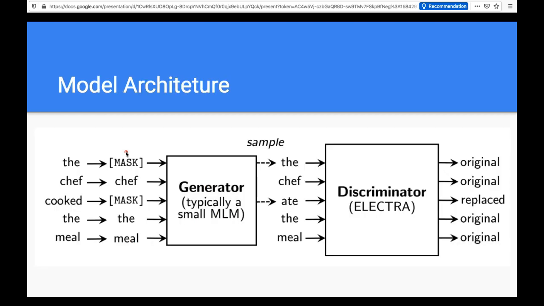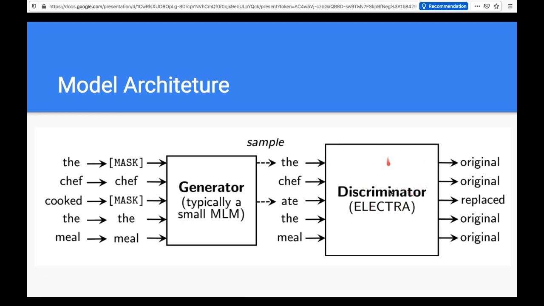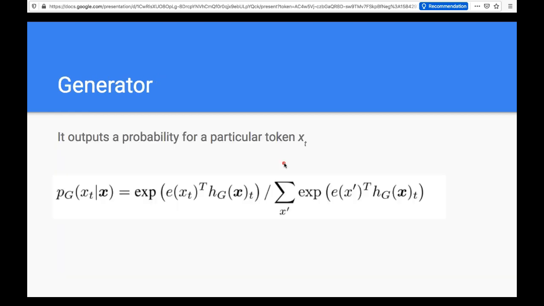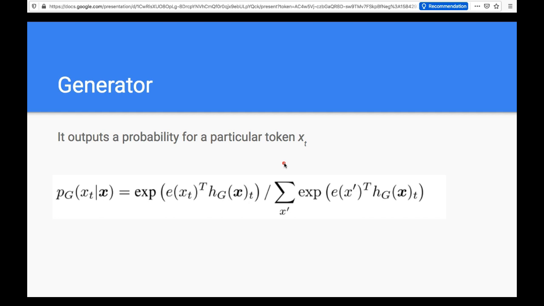So let's look back at the model architecture. You have a generator and a discriminator, and the discriminator is actually the main course. It tries to predict whether a token is original or replaced. Those are the two very important components of this model, so I will introduce them one by one. The first one is the generator. The generator is in charge of predicting the masked tokens.